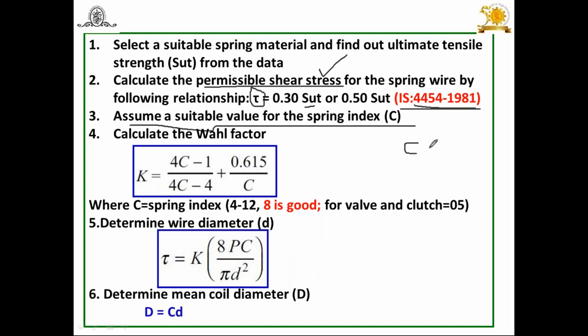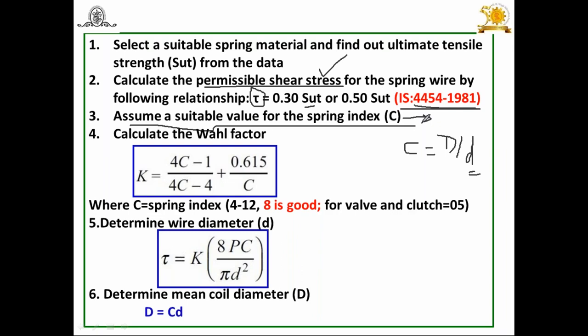And you know the value very well: spring index C is equal to capital D by small d. Capital D means main coil diameter, small d means wire diameter. So what we have to do is assume it. As I have discussed earlier, the value of C is in the range of 4 to 12. Don't go below 3, and don't go more than 15 either. I have already discussed this.